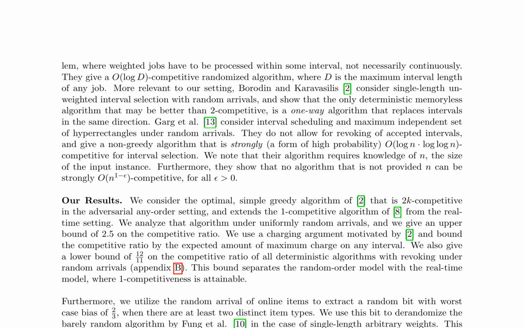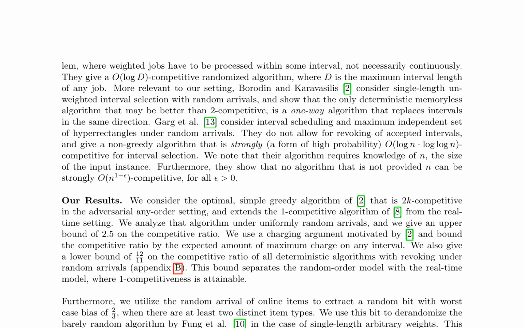In the context of interval scheduling, this paper discusses the competitive ratio of algorithms under random order arrivals. The authors consider a simple greedy algorithm that is 2k competitive in the adversarial online setting and extend the 1 competitive algorithm from the real-time setting. They provide an upper bound of 2.5 on the competitive ratio for this algorithm under uniformly random arrivals, using a charging argument motivated by Borodin and Karavasilis. Additionally, they give a lower bound of 1/2 on the competitive ratio of all deterministic algorithms with revoking under random arrivals.